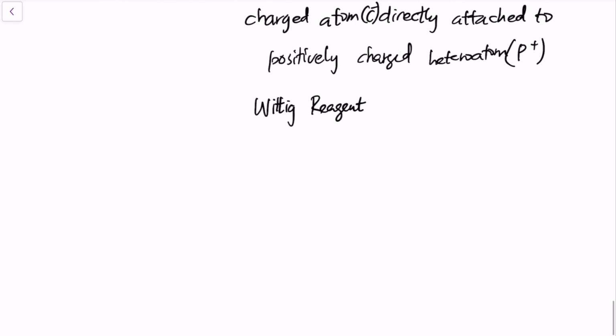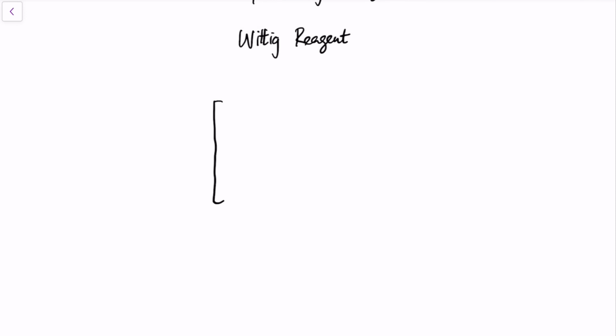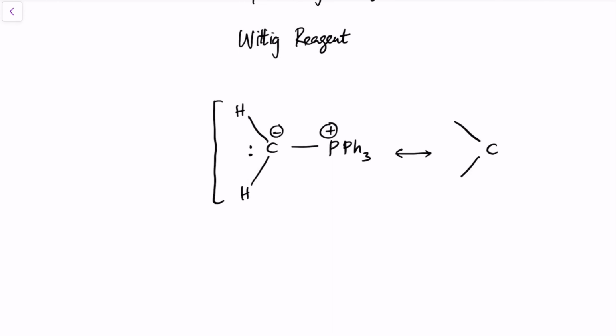So let's take a look at how the Wittig reagent looks. So this is an example of a Wittig reagent. Under resonance it can also form a double bonded structure. So these are the stable resonance forms of the Wittig reagent. So how does the Wittig reaction occur? Let's take a simple ketone.